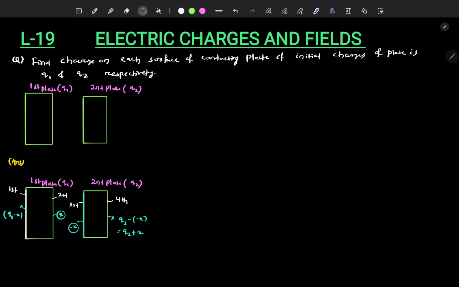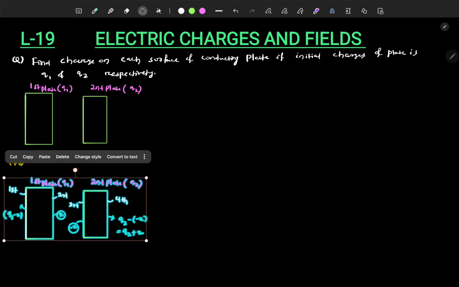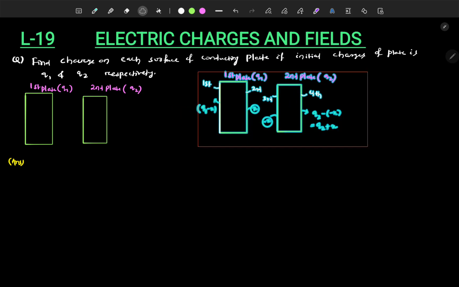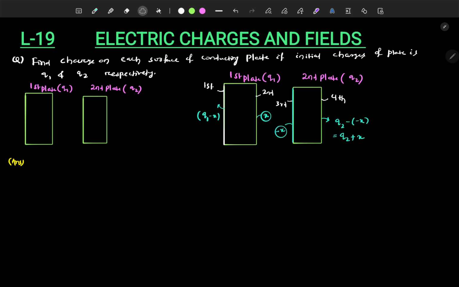Now see one thing. If you observe this diagram, we know the electric field intensity inside a conducting plate is 0. So inside a conductor the electric field intensity is 0. Let us take a point P inside the region of the first plate, where the net intensity E net is equal to 0.